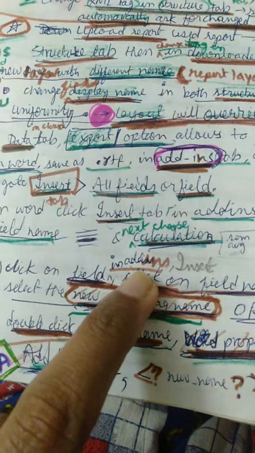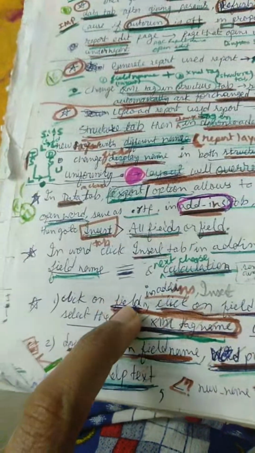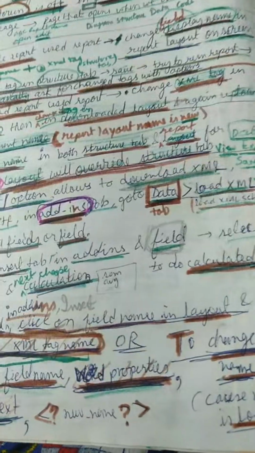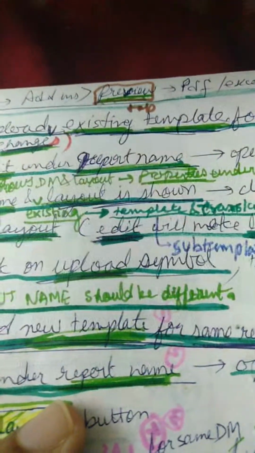Once in the add-ins insert, I'll go and select field and then click on the field name in the layout as well. So it will show me whatever the XML tag names are there. Next, again in add-ins, I have a preview to show the report.